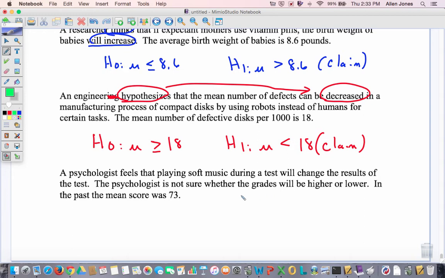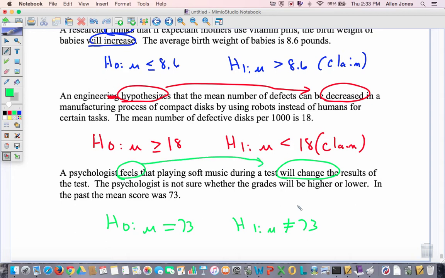And one more time here. The psychologist feels that playing soft music during a test will change the results of the test. The psychologist is not sure whether the grades will be higher or lower. In the past, the mean was 73. So our two hypotheses, null and alternative, are based on a mean of 73. Feels that playing soft music will change means they are no longer equal to 73, and equal to. And since our psychologist feels or claims that playing soft music will change the results, here is our claim.